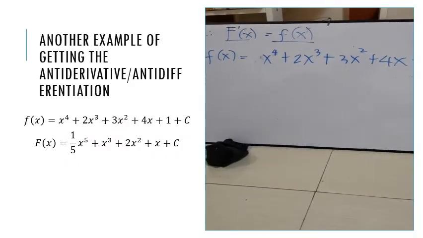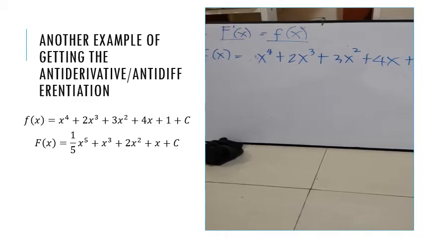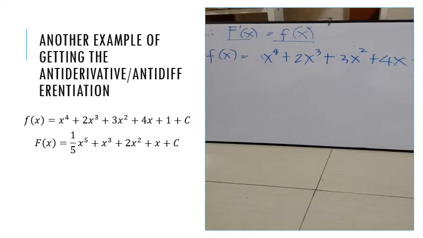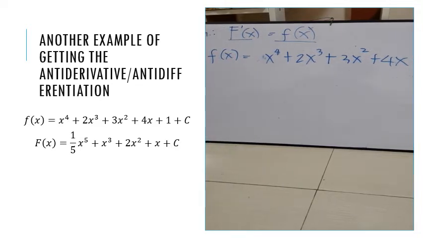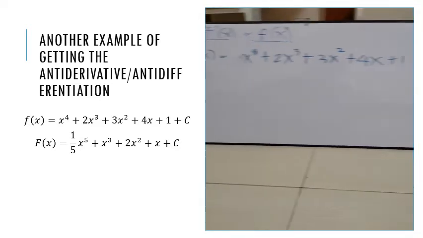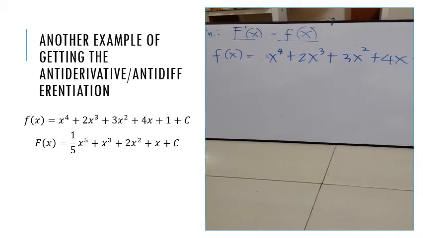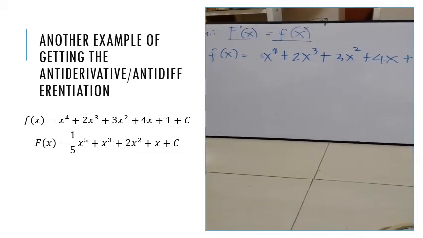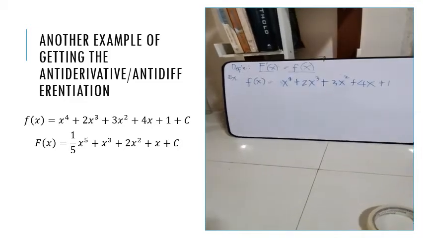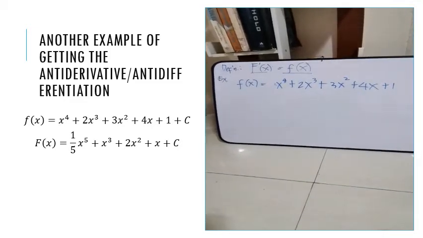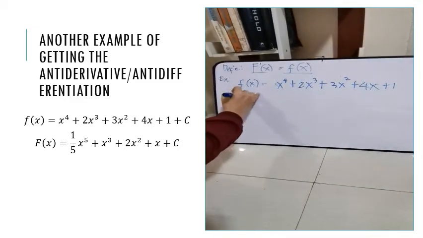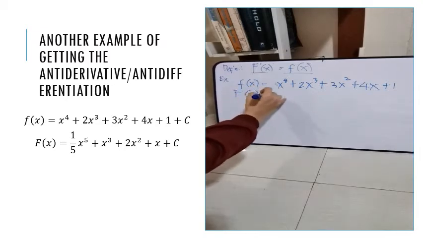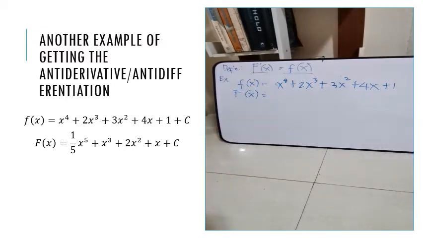Let's give another example, class. If given natin na f of x is equal to x to the power of 4 plus 2x cubed plus 3x squared plus 4x plus 1. So, find the antiderivative of the given function. Take note, it should be in capital letter F of x pag nag-antiderivative na kayo.